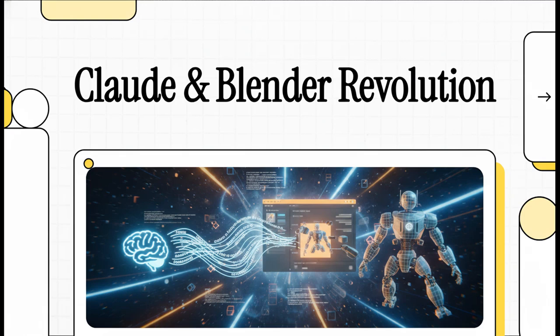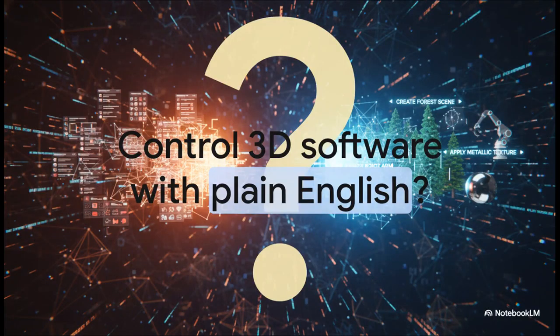Welcome to The Explainer. I am absolutely thrilled you're here today because, guys, we are looking at a fundamental tectonic shift happening right now in the world of 3D creation. We're going to explore how artificial intelligence is radically altering industry-standard 3D software by replacing complex, rigid coding with just plain, natural English. Okay, let's dive right into this.